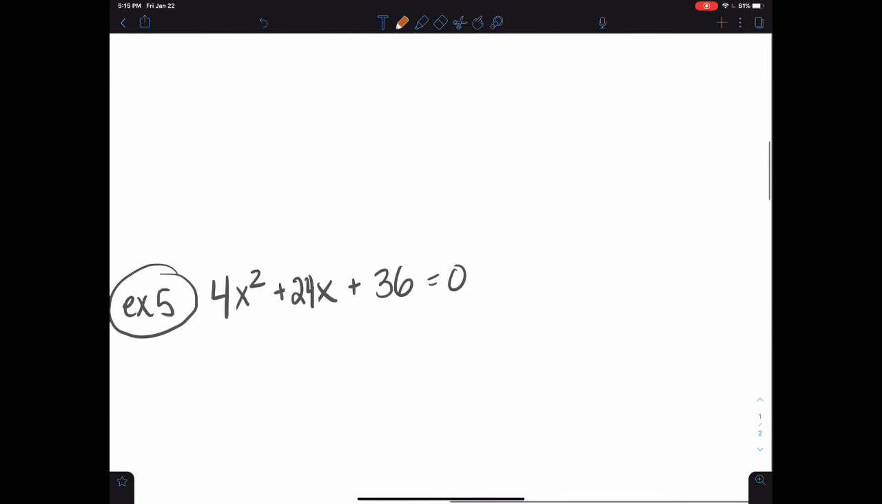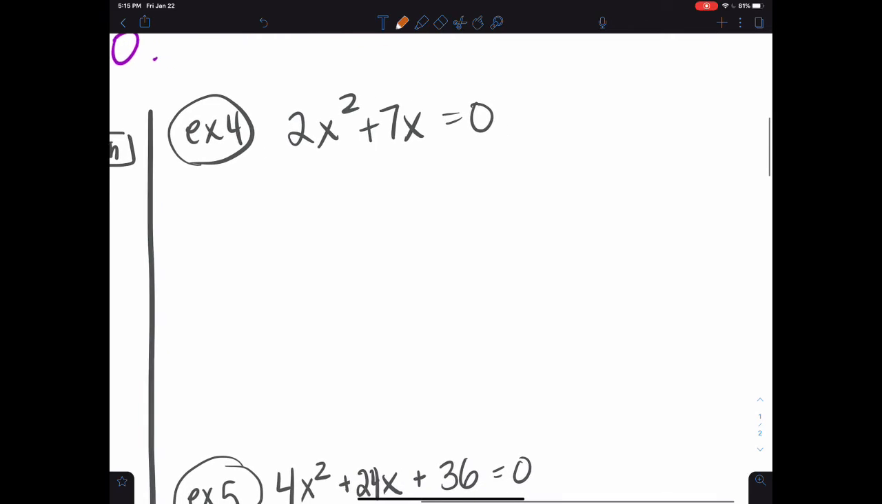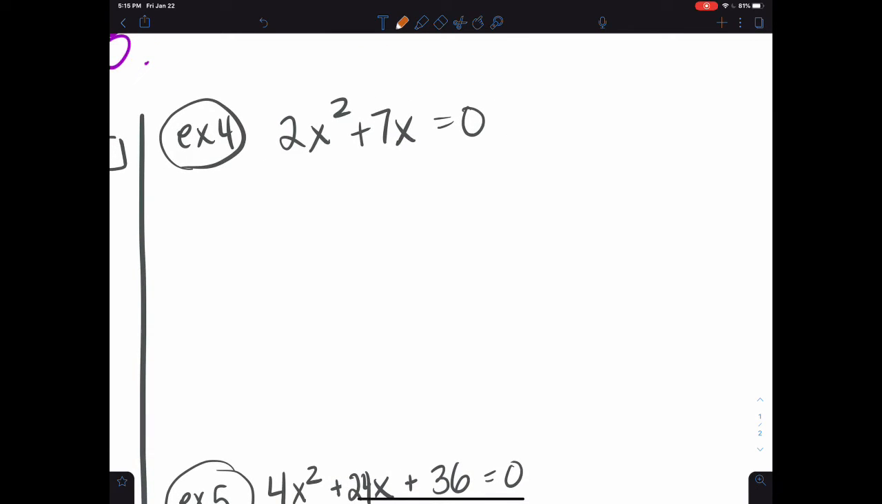Let's try another one. Looking at this, is there a GCF that I can pull out of the whole thing? And there is. Thank goodness it's equal to 0 as well. We can go ahead and pull out an x from the whole thing. When I remove that x value outside, I end up with 2x plus 7 within.